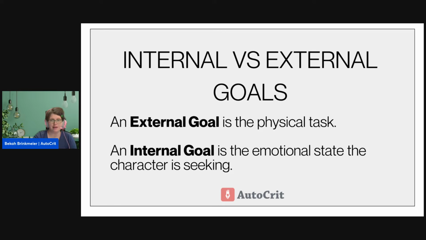The most compelling scenes, though, occur when these two are at odds. So, for example, a character might externally want to win the argument. Okay, they are going to win. However, internally, they just want to be liked. So this friction between these two things is going to create immediate depth and subtext without the need for heavy exposition.